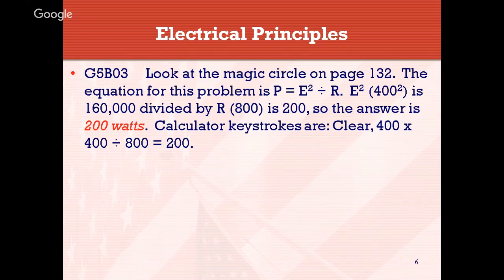I got to change pages here. Okay. The question asks if there's 400 volt DC supplied to an 800 ohm load. I apologize. I didn't catch that right off the bat. So again, yeah, that's very, very true. You're going to divide by the resistance of 800 and the answer is 200. So your keystrokes are 400 times 400 divided by 800 equals 200 watts.